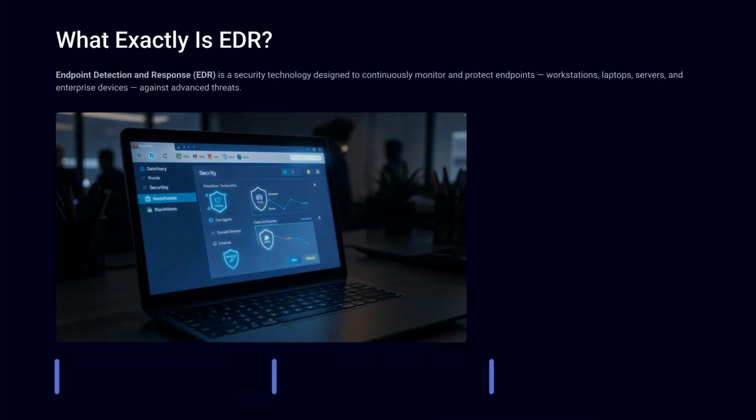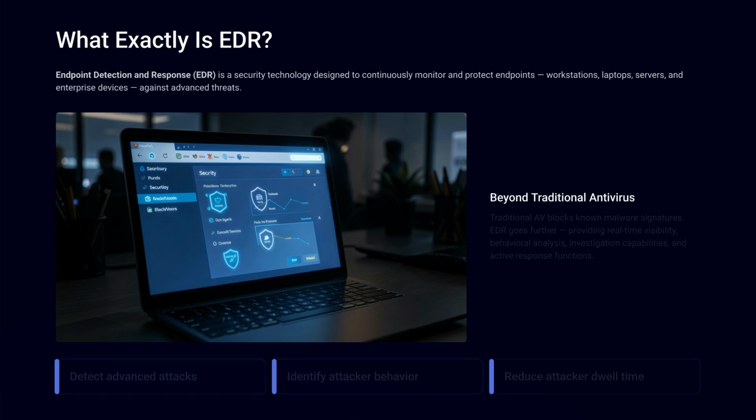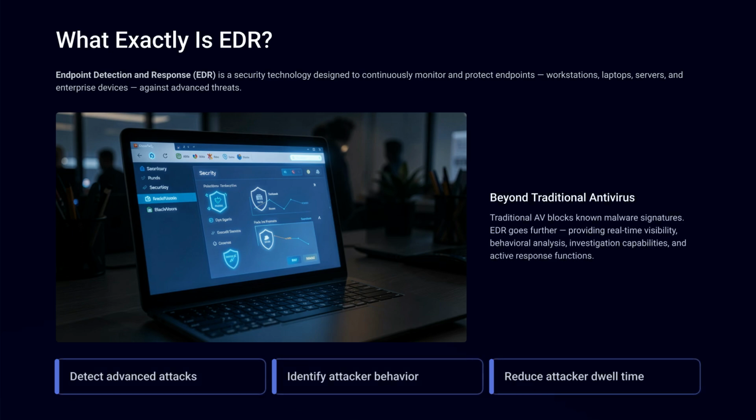What exactly is EDR? It's a security technology that continuously monitors and protects endpoints like workstations, laptops, and servers against advanced threats. Unlike traditional antivirus that blocks known malware signatures, EDR offers real-time visibility, behavioral analysis, and active response functions.